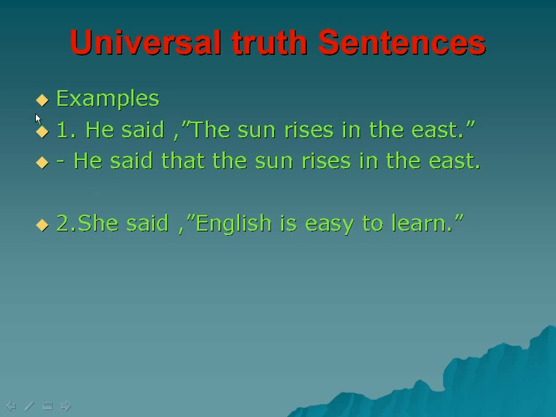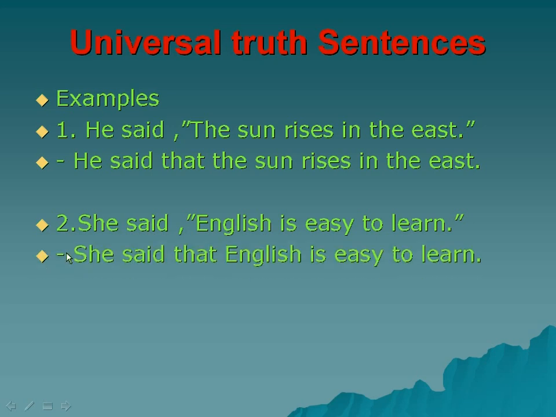See second example. She said, "English is easy to learn." This is a relevant statement. We cannot change it while doing indirect narration. So she said that English is easy to learn. We cannot change the tense form of these types of statements.